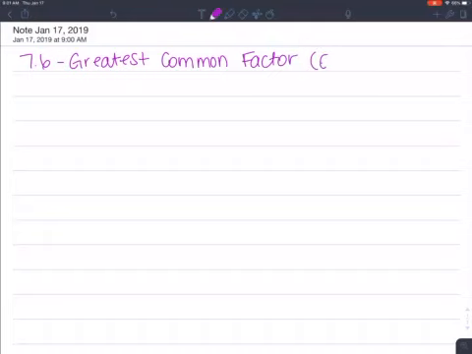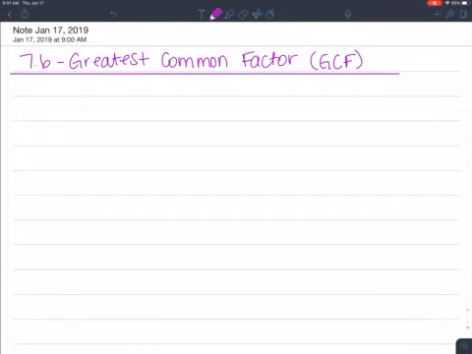Today we are talking about 7.6, which is factoring out the greatest common factor, or the GCF. So most of you are probably pretty familiar with factoring out the GCF when it comes to numbers. Now we're going to introduce factoring out a GCF when it comes to polynomials. So let's just do a quick recap.